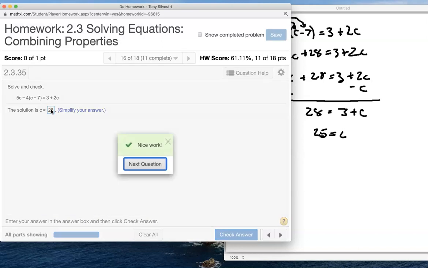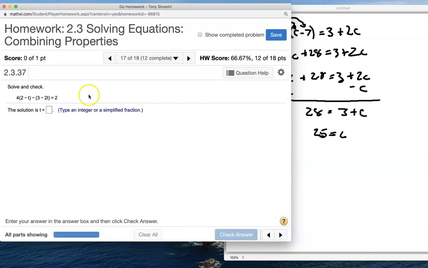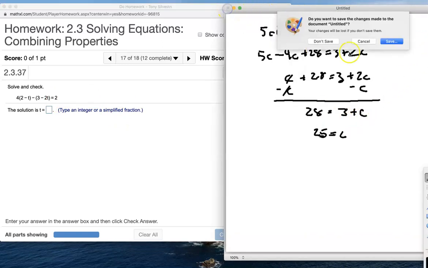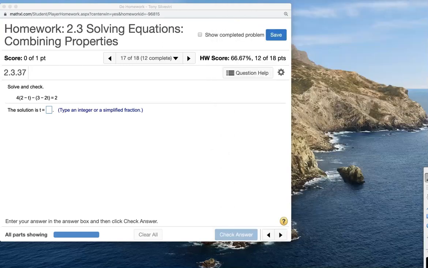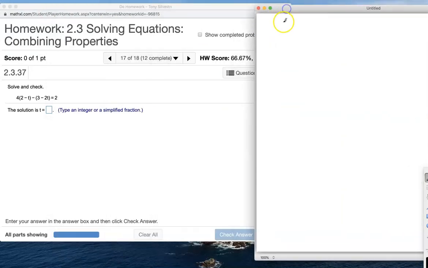Nice work. Okay, I should have a little button, virtual applause. I'm going to find such a button. And I will do this one, because that one looks like you got a couple of sets of parentheses, so you just got double the work. File, new. Okay, copy the problem.